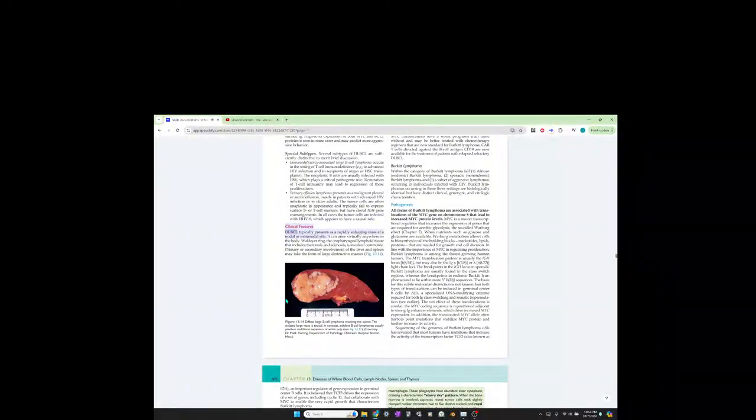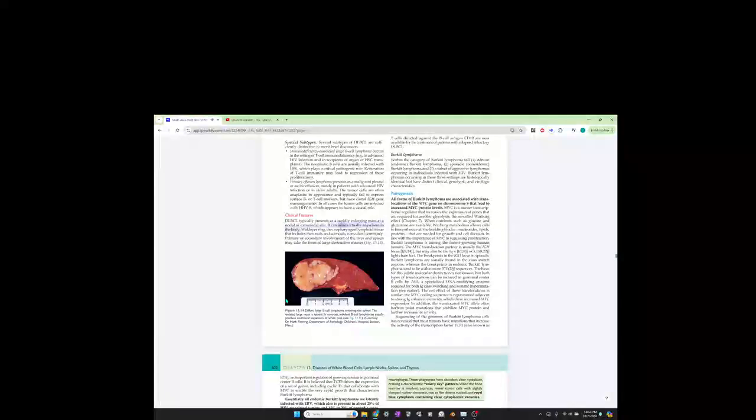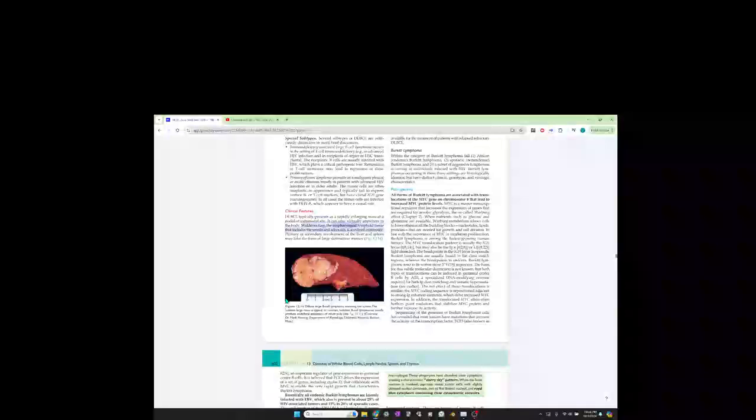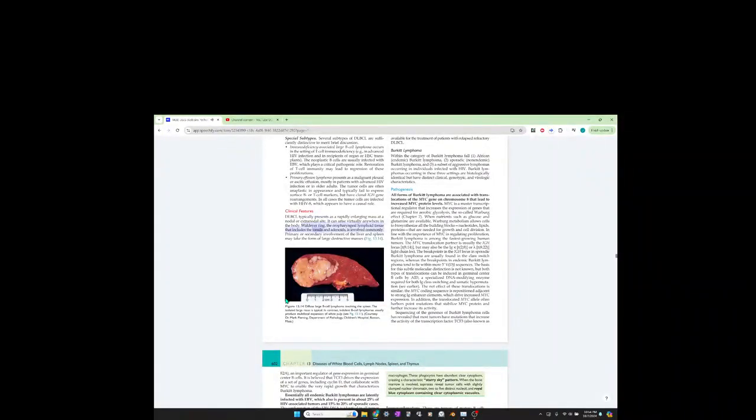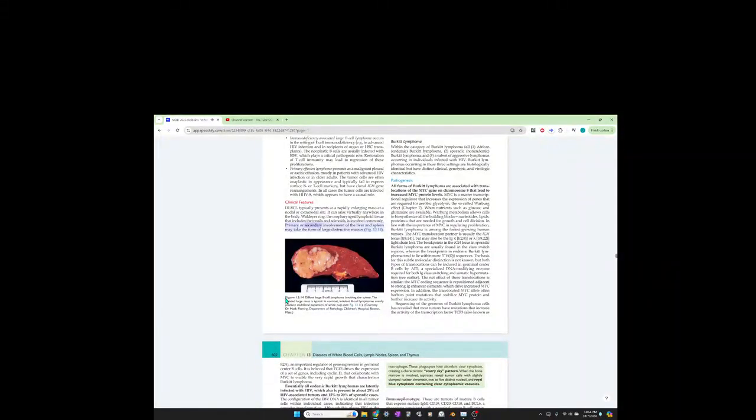Clinical features. DLBCL typically presents as a rapidly enlarging mass at a nodal or extranodal site. It can arise virtually anywhere in the body. Waldeyer ring, the oropharyngeal lymphoid tissue that includes the tonsils and adenoids, is involved commonly. Primary or secondary involvement of the liver and spleen may take the form of large destructive masses.